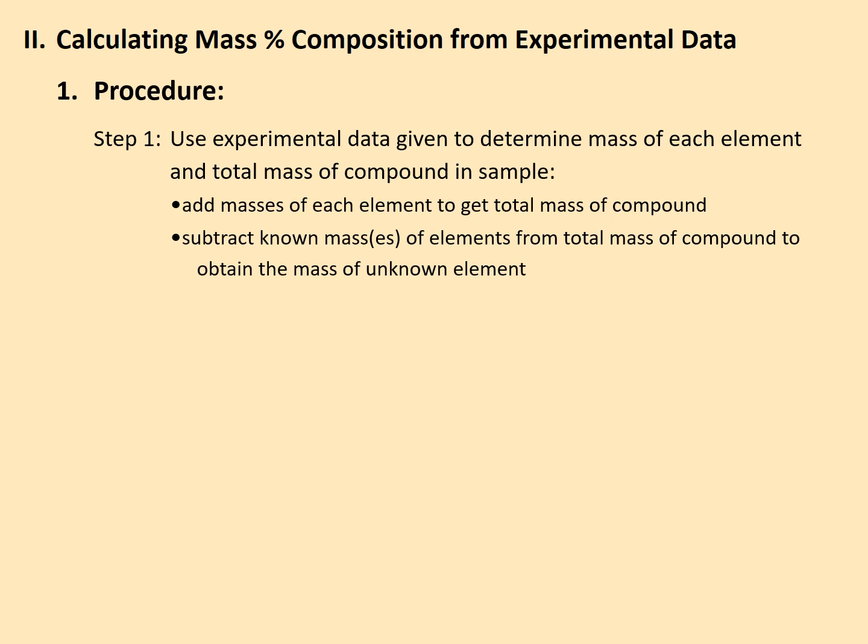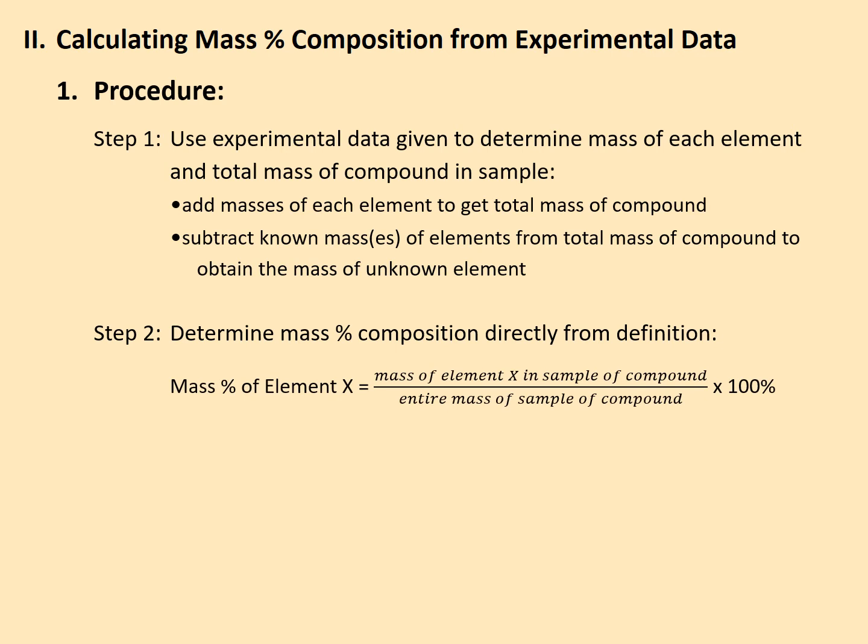So once the mass of each element in the compound is known, as well as the total mass of the compound, you can then simply use the definition to determine the mass percent composition of each of the elements in the compound. And so remember, we talked about this previously. By definition, the mass percent of a given element in the compound is simply that ratio, the mass of that element divided by the total mass of the compound, times 100%, of course.